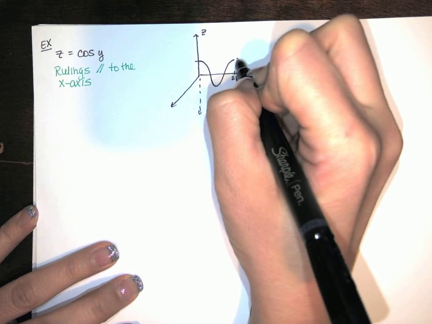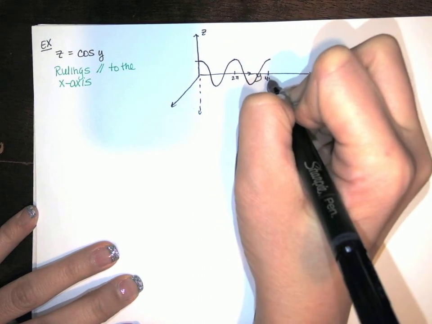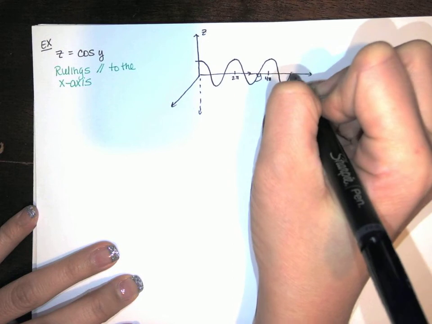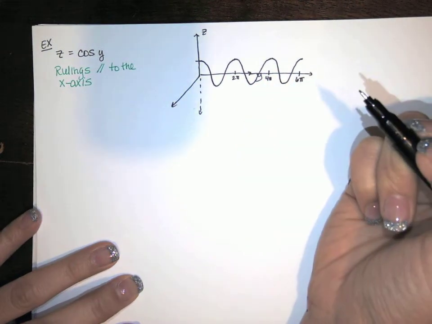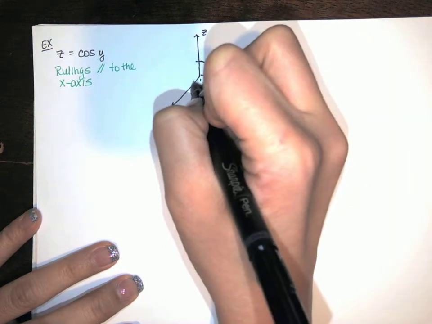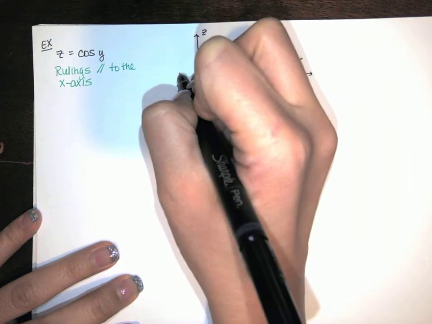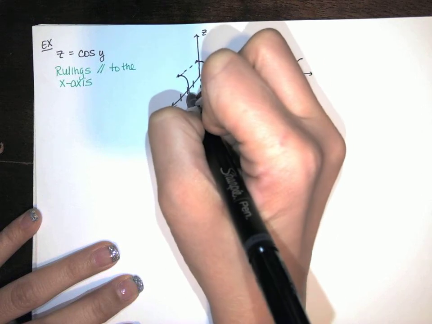2 pi, it's there, and then we do it again. And at 4 pi, we're there, and then we do it again. 6 pi, we're over here. But x is free to be anything. So that's when x is 0, that's what it looks like. But when x is 3, we're going to see the same curve over here.